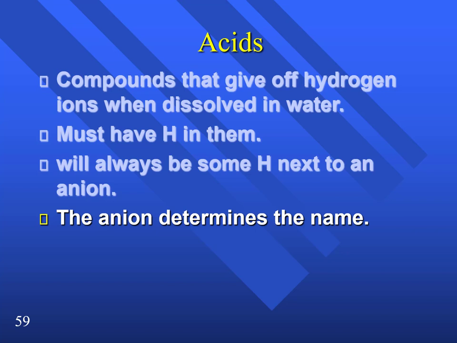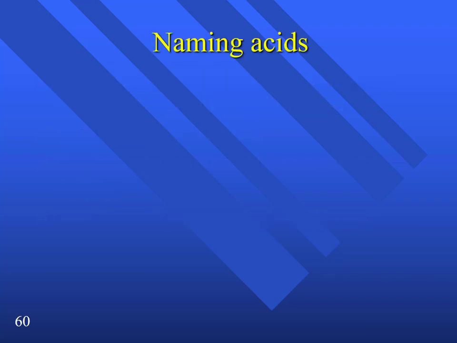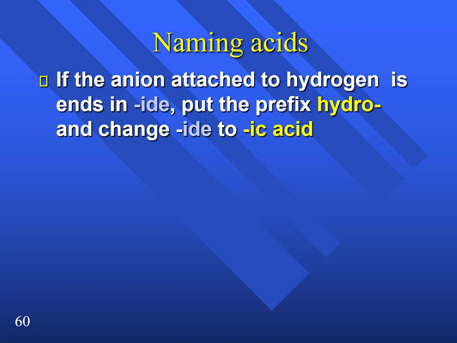So different anions, ides, ites, and ates, have different ways of naming. We've got the three endings. The three endings determine how you name the acid. Right, that's what the bell work was about: ide, ite, and ate. Okay? So, if the anion attached to hydrogen ends in ide, you take the prefix, you put the prefix hydro on, not hypo, hydro, and change the ide to ic acid.